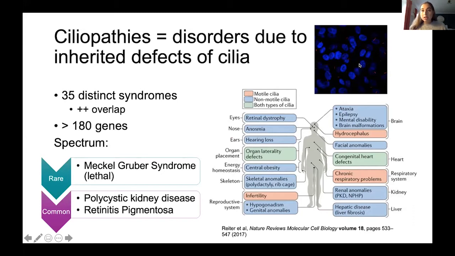On the top right, you can see an image of some retinal pigment epithelial cells, which I've stained for nuclei in blue and cilia in red. And you can see these are antenna-like structures that project off cell surfaces.